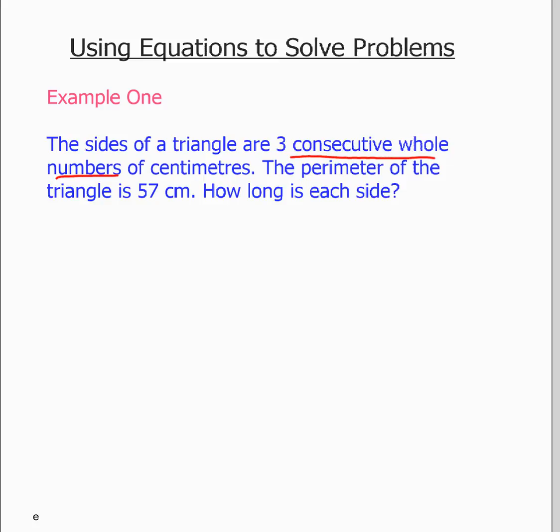So the first thing you have to do is figure out what that even means. Consecutive means in a row. For example, 5, 6, and 7 are consecutive whole numbers. 11, 12, and 13 are consecutive whole numbers. If it said consecutive even numbers, you'd have 10, 12, 14. Or consecutive odd numbers, maybe 21, 23, 25. So it just means in a row.